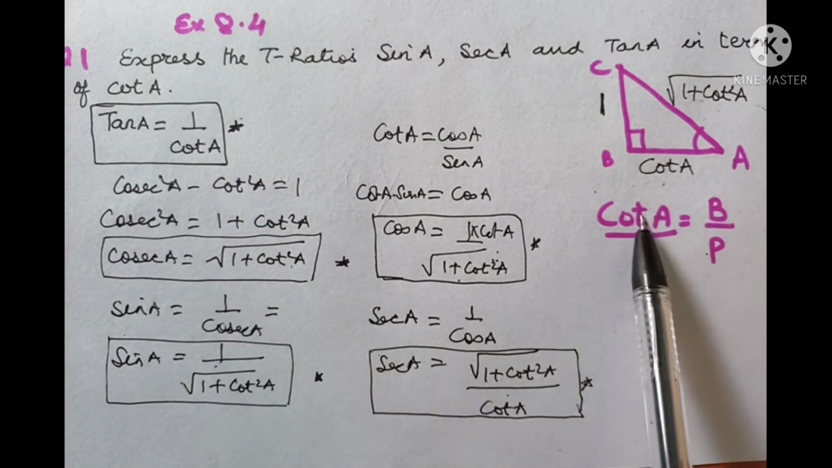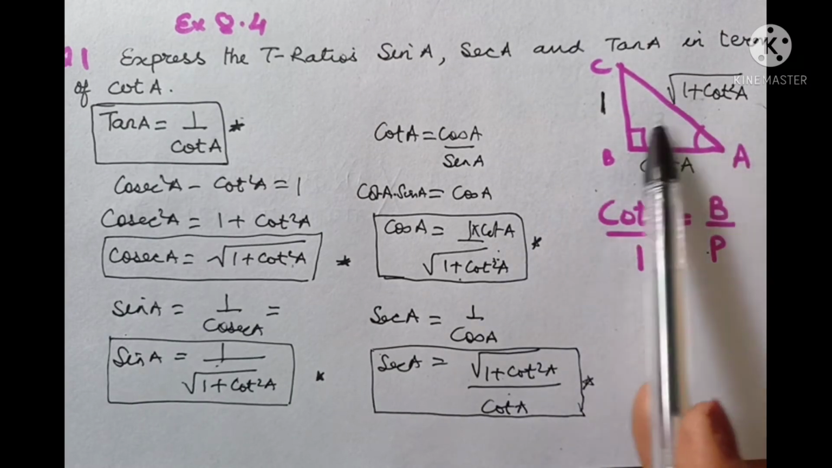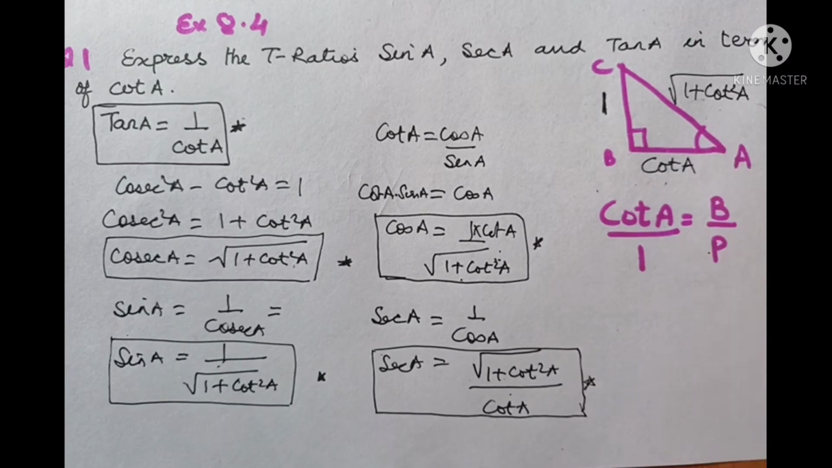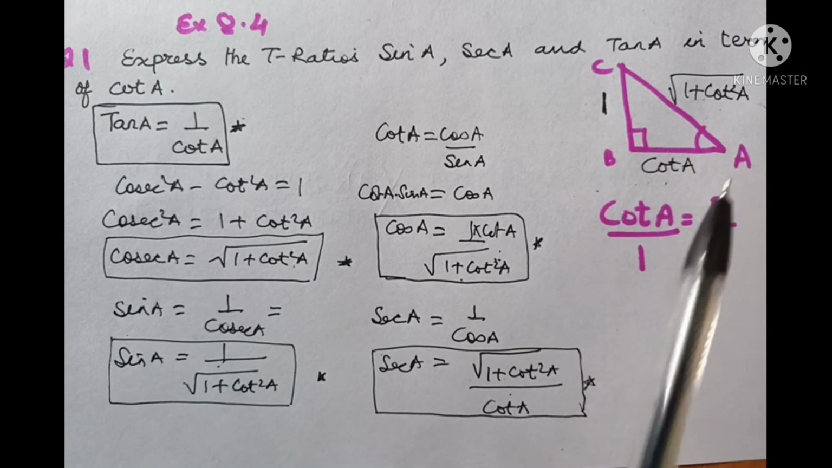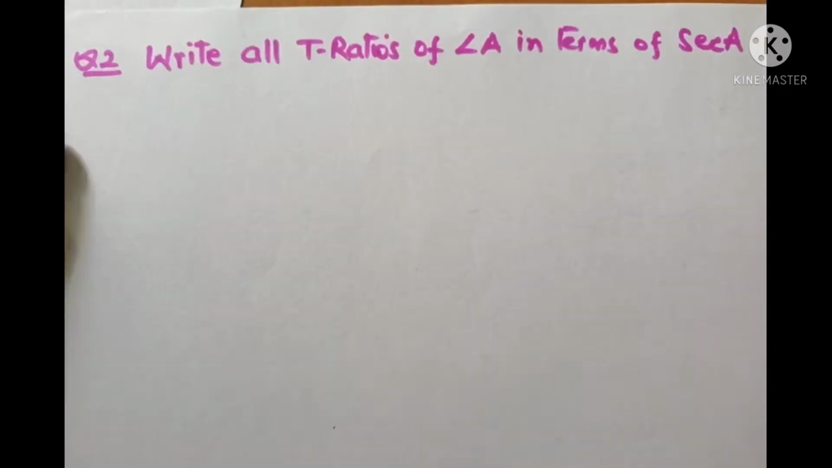Now corresponding to base, write cot A, corresponding to perpendicular, write 1. And just complete the triangle using Pythagoras theorem, and then by just looking at the triangle, you can write down any t ratios. It is also available in the shorts. I hope you get it.